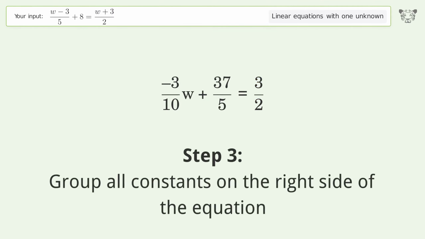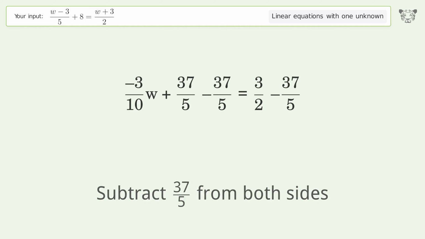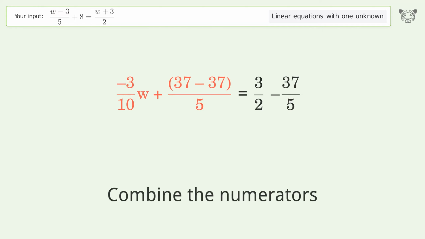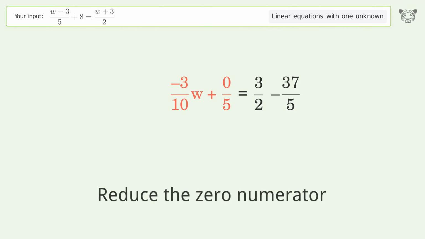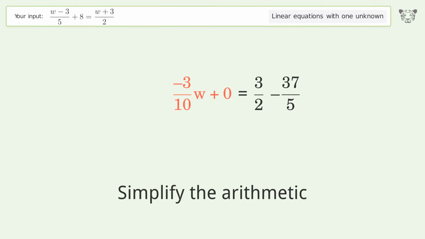Group all constants on the right side of the equation. Subtract 37/5 from both sides. Combine the fractions. Combine the numerators. Reduce the zero numerator. Simplify the arithmetic.